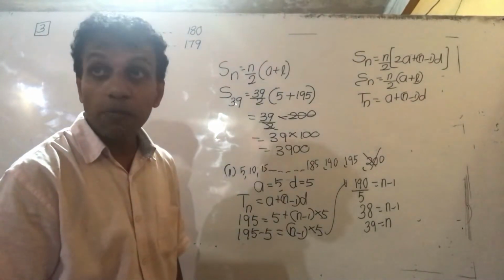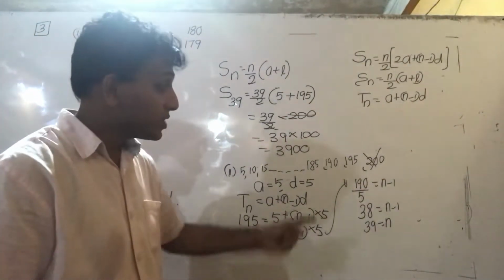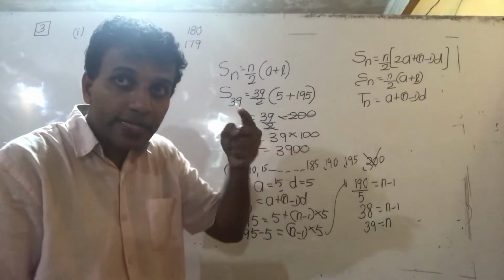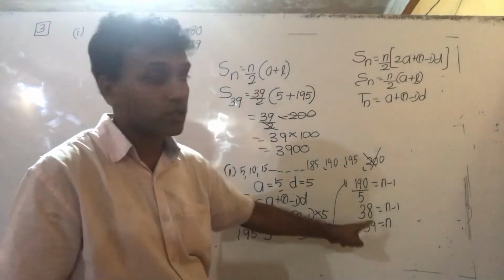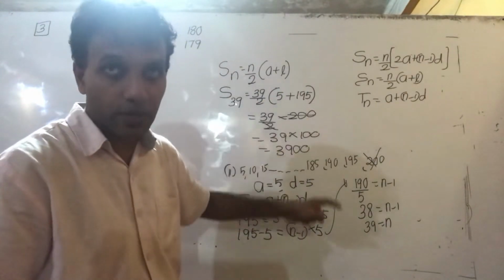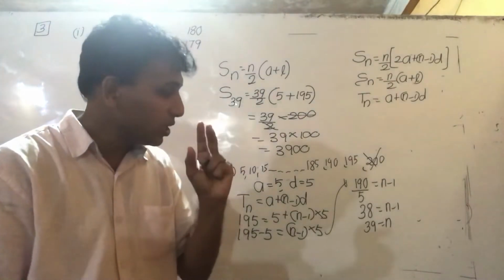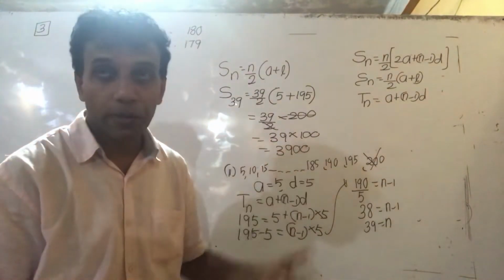Sum of all the terms which are divisible by 5 less than 200. If they say 200 also, consider what happens: 40 numbers, then put 40 here and complete it, and it becomes 200 then. Therefore, always read the question and do the rest by using the proper formula.